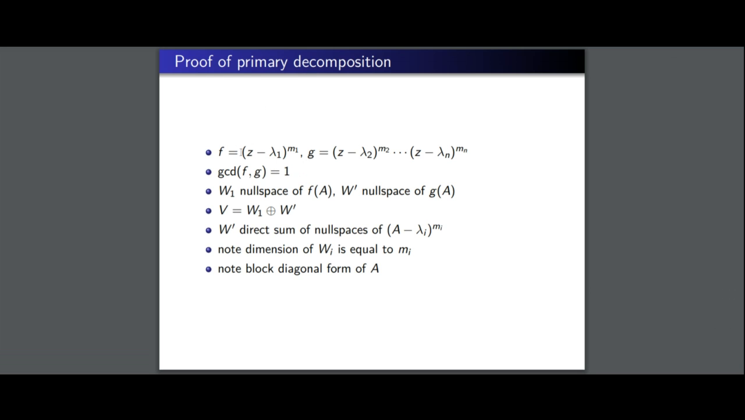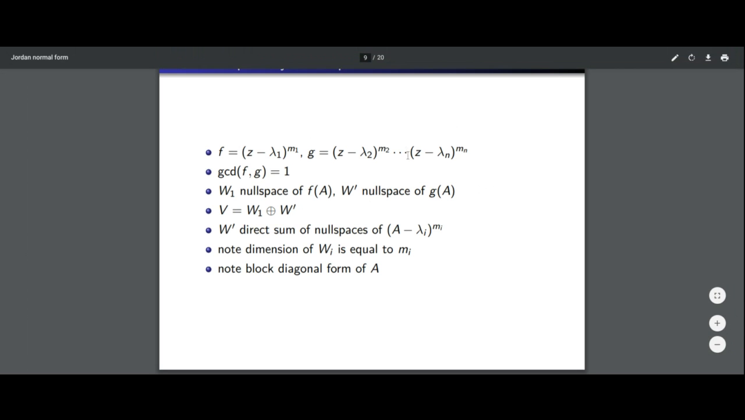That means you can find polynomials A and B such that A times F plus B times G equals 1. Okay, so basically you apply the lemma, and that tells you that the vector space V is the direct sum of the null space or kernel of F of A, direct sum the null space of this more complicated thing, G of A.